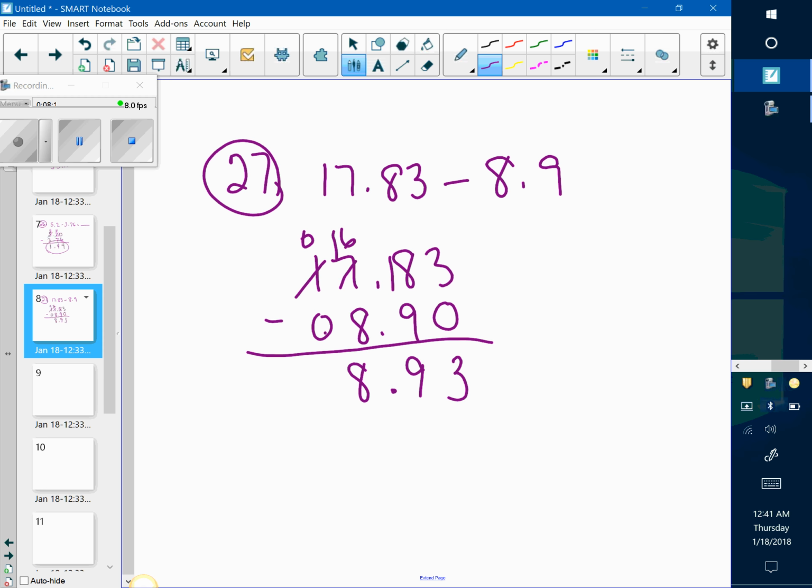So you do the rest of them that way. That's just some basic math, refreshing on some basic rules.